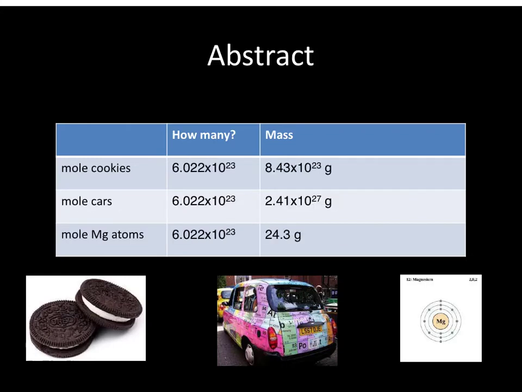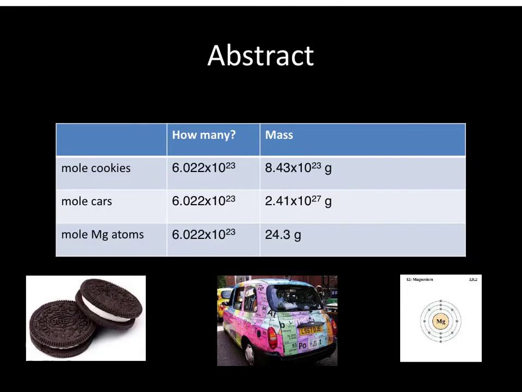So if I have a mole of cookies, I have 6.022 times 10 to the 23rd cookies. That would weigh about 8.43 times 10 to the 23rd grams. So it'd be really heavy. That's a lot of cookies. A mole of cars, how many cars is that? 6.022 times 10 to the 23rd. Avogadro's number again. The mass of that would be an even larger number.